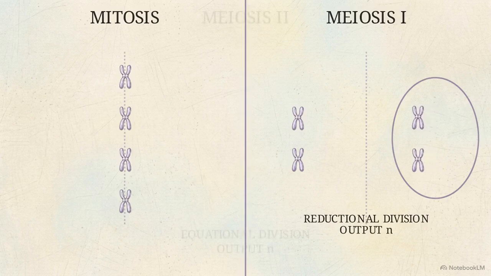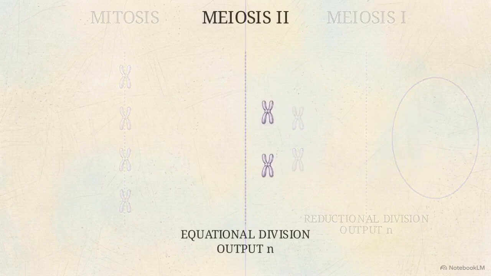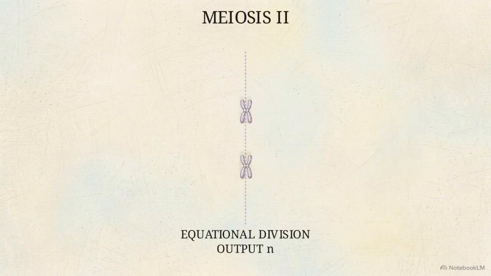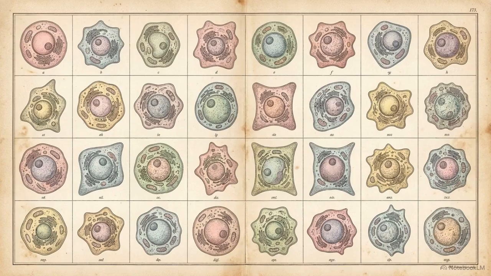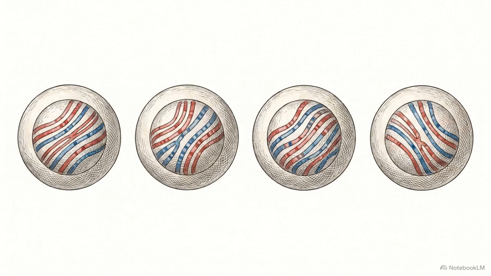Meiosis II follows immediately and operates as an equational division. It behaves exactly like mitosis, pulling apart the remaining sister chromatids without any further change to the ploidy. By intentionally breaking the rules of exact replication and reduction, meiosis generates 4 distinct haploid gametes. This calculated variation introduces the immense genetic diversity required for a species to adapt and survive.